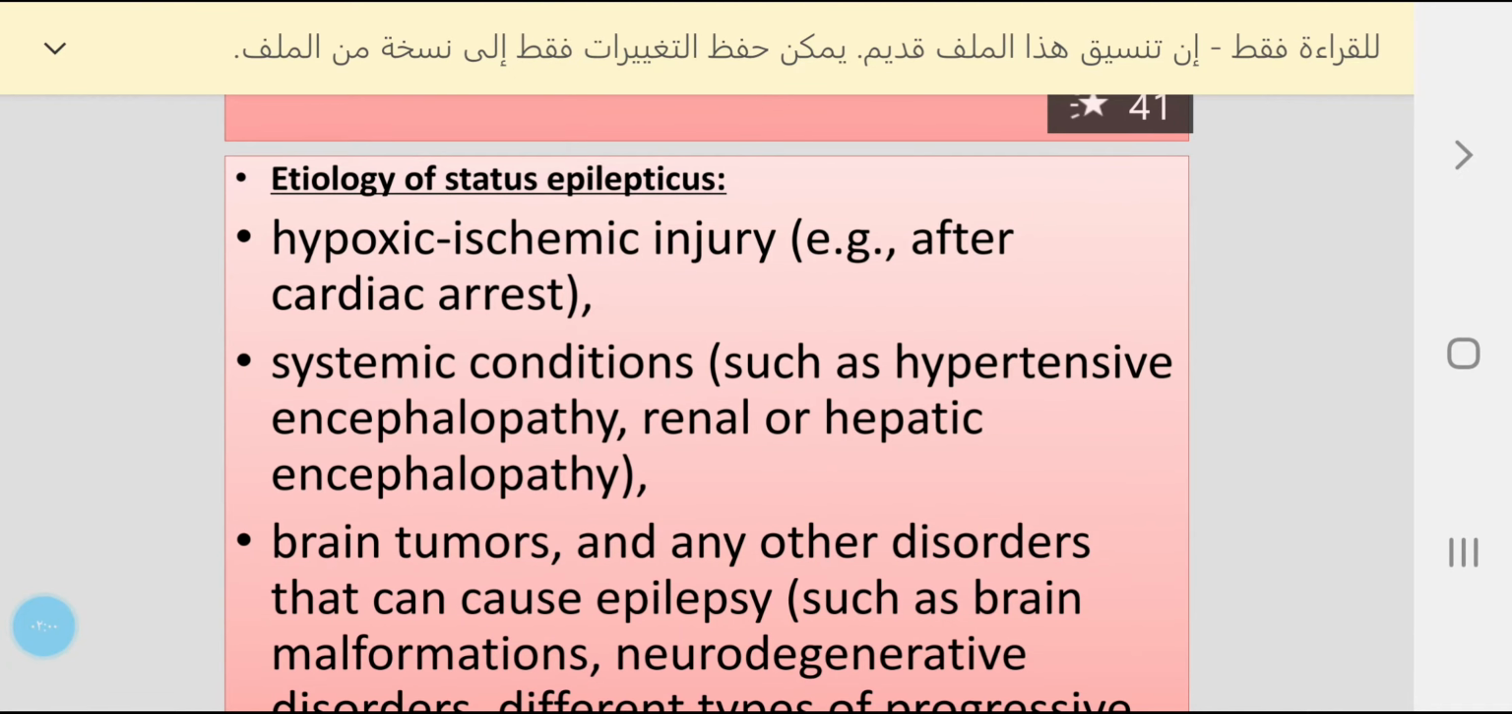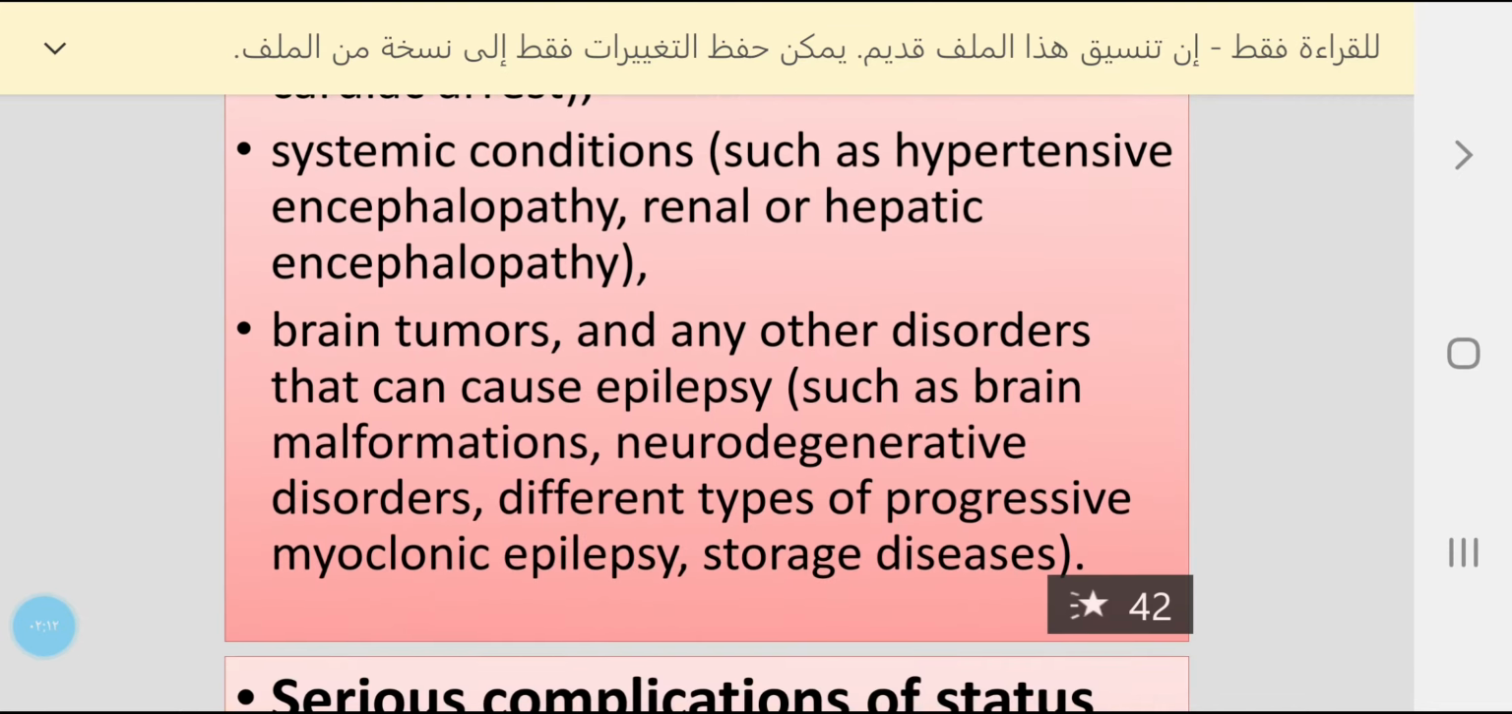Hypoxic ischemic injury and systemic conditions like hypertensive encephalopathy, renal or hepatic encephalopathy, brain tumors, and any other disorder that can cause epilepsy, such as brain malformations, neurodegenerative disorders, different types of progressive myoclonic epilepsy, storage disease.